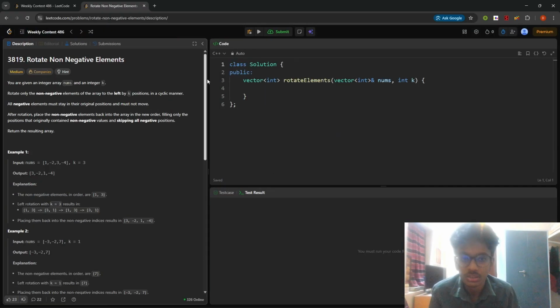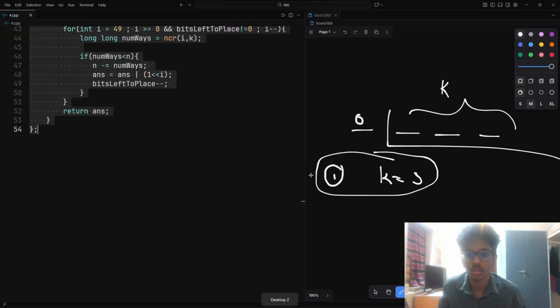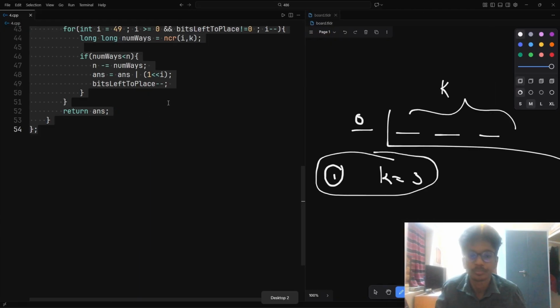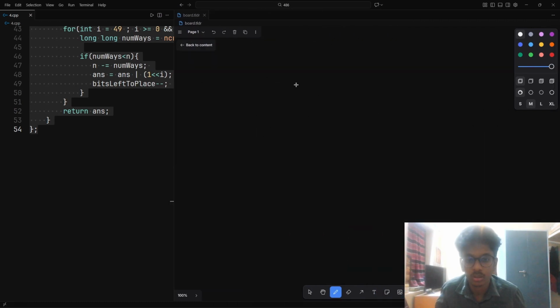Rotate non-negative elements. I guess this is doable by everyone because, okay, the question means something. Am I thinking it the right way? You're given an integer array, rotate only the non-negative elements of the array. Yeah, I was right. So what does the question say basically?